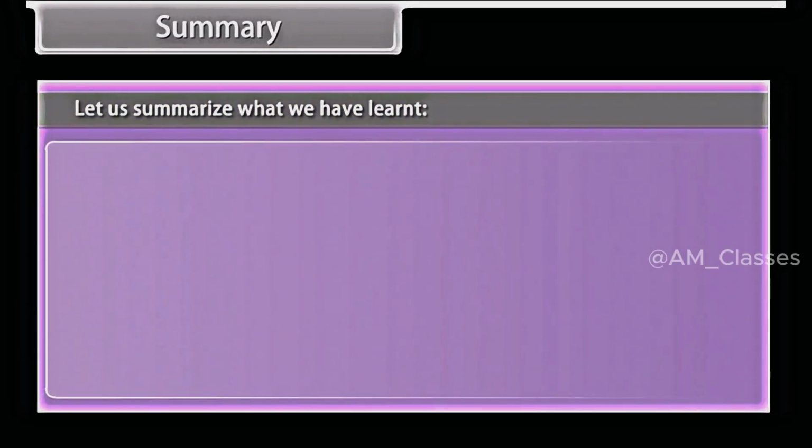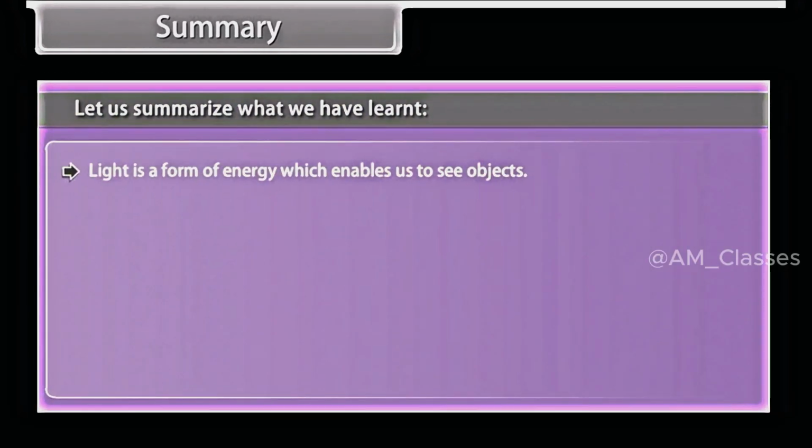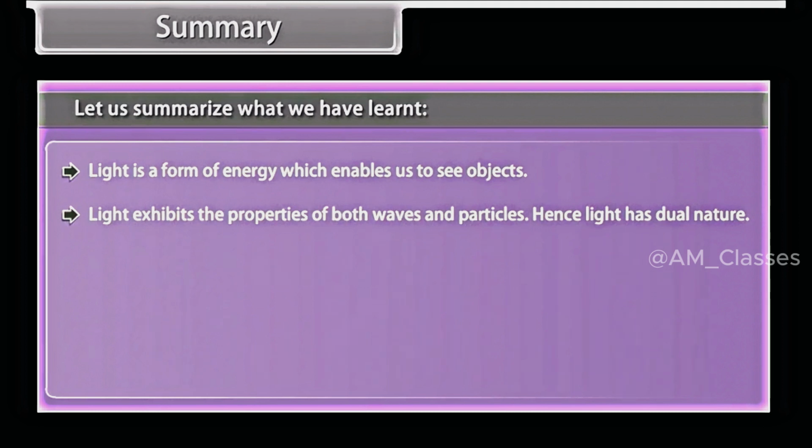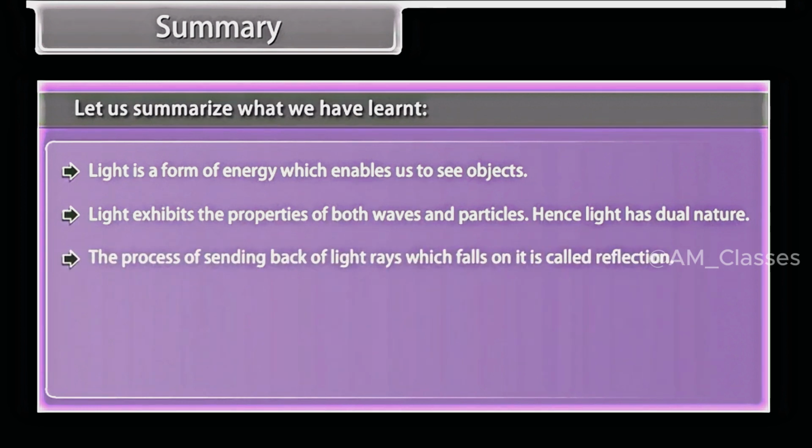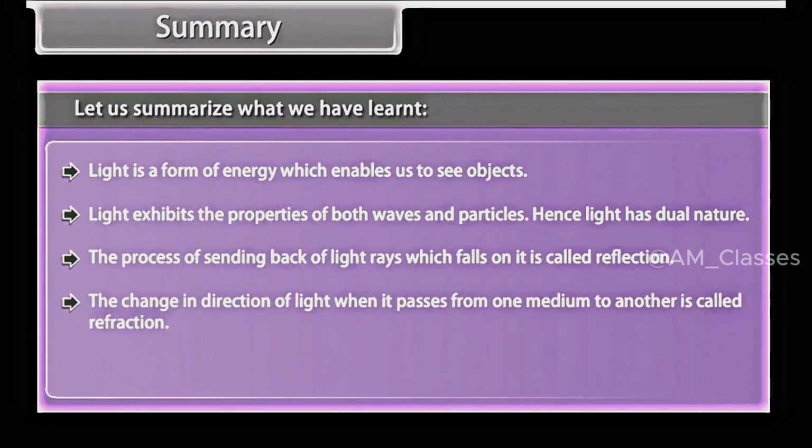Summary. Let us summarize what you have learned. Light is a form of energy which enables us to see objects. Light exhibits the properties of both waves and particles. Hence, light has dual nature. The process of sending back of light rays which fall on a surface is called reflection. The change in direction of light when it passes from one medium to another is called refraction.